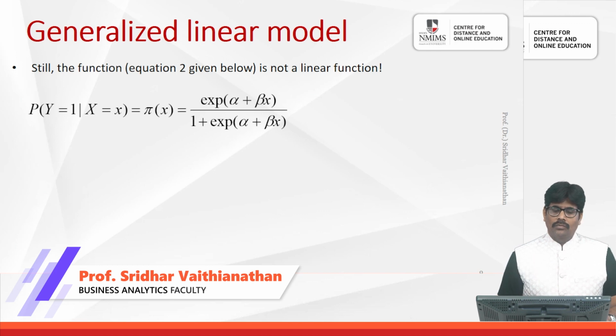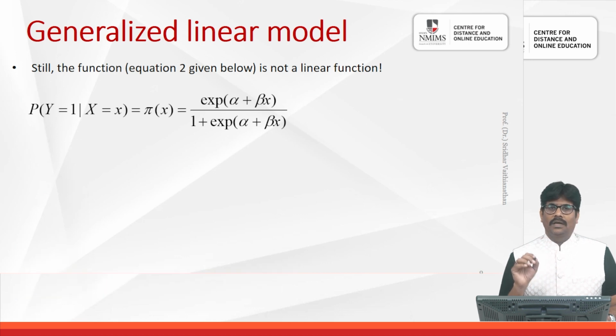Right. Now what we have understood is how a categorical dependent variable and the independent variable are related through what is called the sigmoid function, and this is the equation. As you can see, this equation is not a linear function, right? Like in MLR it is a linear function.